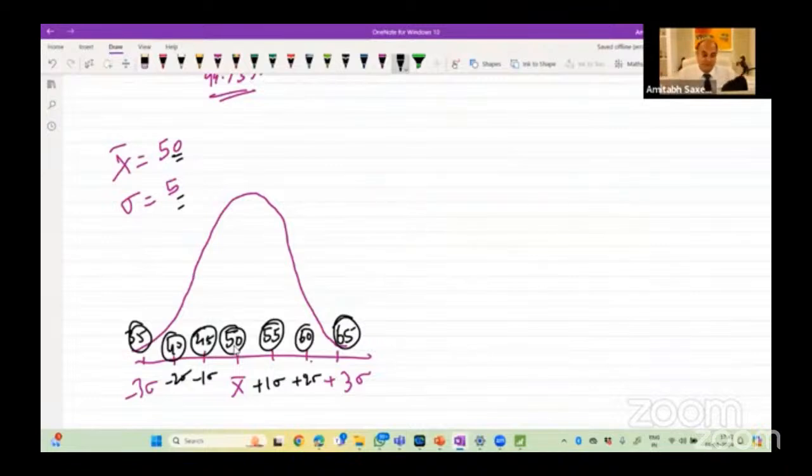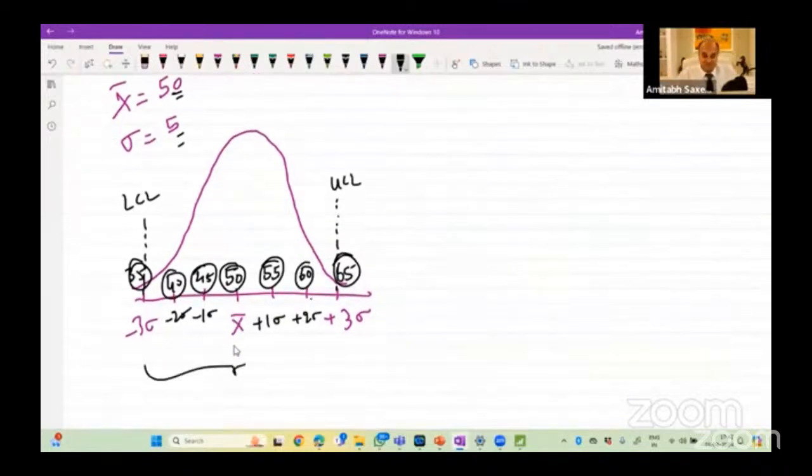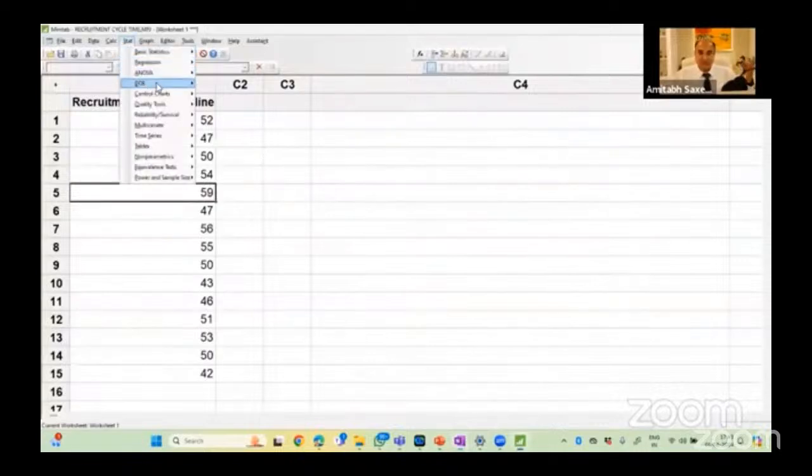Now this plus or minus 3 times standard deviation is known as control limits. Also known as LCL and UCL, lower control limit and upper control limit. We call it voice of process. Voice of process means my recruitment process is telling me that I am going to recruit an employee in our process between 35 days to 65 days. Now, I just approximated standard deviation as 5. But if I ask Minitab, please make my control chart, we call this a control chart.